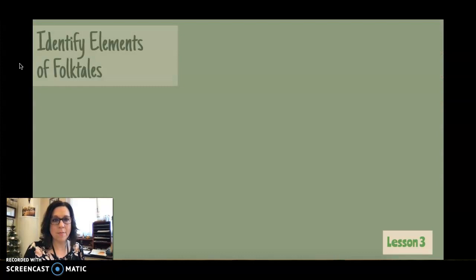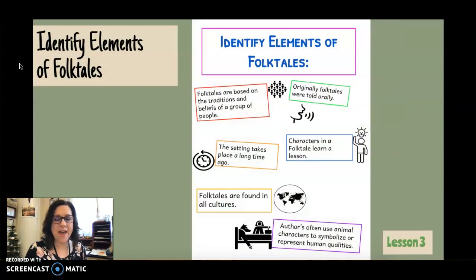All right, welcome back. Let's identify elements of folktales. Folktales are based on the traditions and beliefs of a group of people. Originally, folktales were told orally, so they were told within a group. They weren't written down.